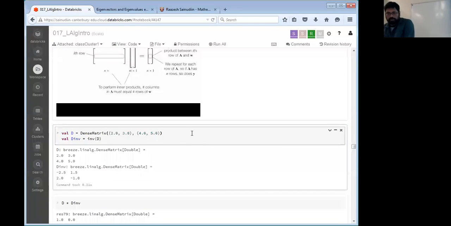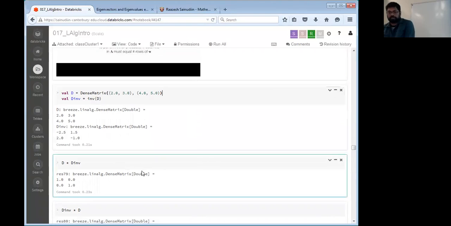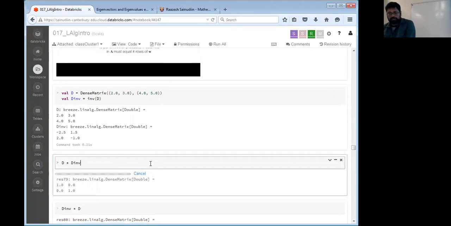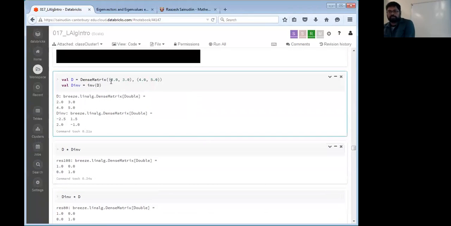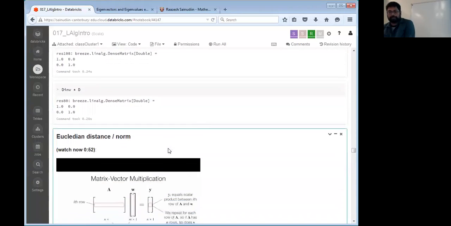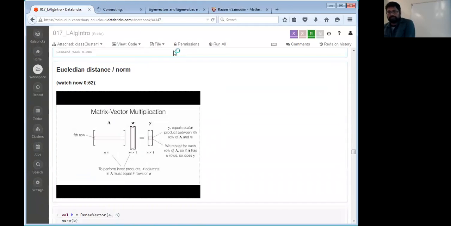Okay, so now we have a dense matrix D, and D inverse, the value is just inv of D, that's the operator. So we got the inverse. And so D times D inverse should be the identity as you expect. So here it's all working in doubles. So I think this is the last one.